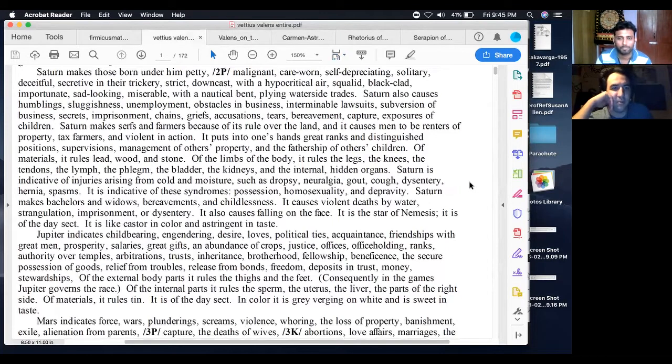So Saturn makes those born under him petty, malignant, careworn, self-deprecating, solitary, deceitful, secretive in their trickery, strict, downcast, hypocritical, squalid, black-clad, meaning wearing black, and kind of morbid, importunate, sad-looking, miserable, with a nautical bent, meaning toward sailing or working in the water and plying waterside trades. So pretty dour, pretty negative stuff that he starts out with.